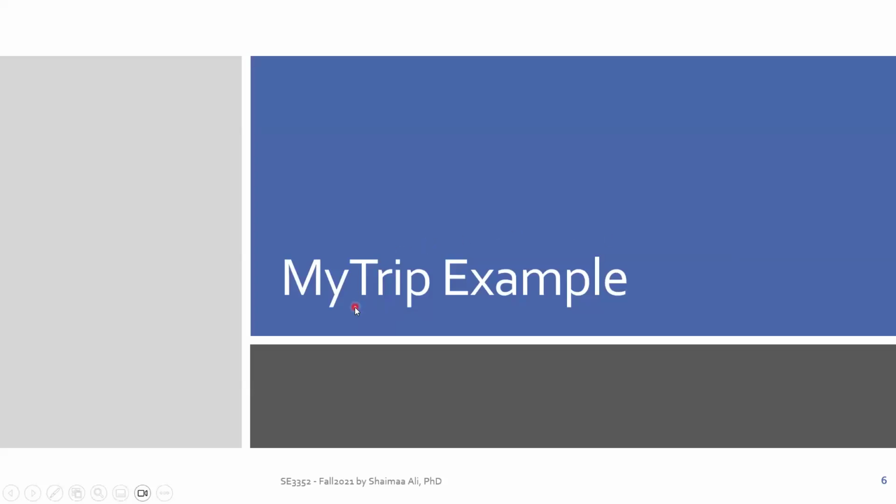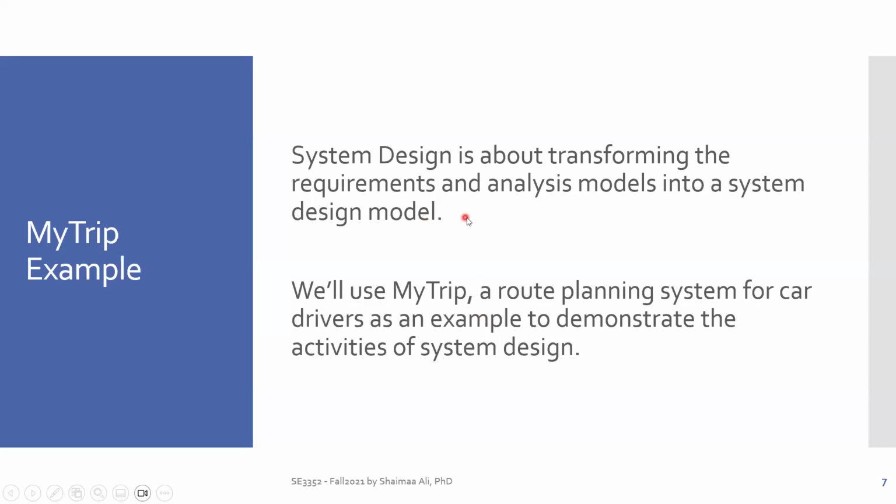So we're going to use a working example. In order to do the system design, we need to go past the analysis stage or the requirements engineering stage, and then we turn the requirements elicitation and analysis models into design models. All right, so we need some analysis model to work with in order to see how we can turn them into design models. For that, we're going to use this MyTrip route planning system as an example.